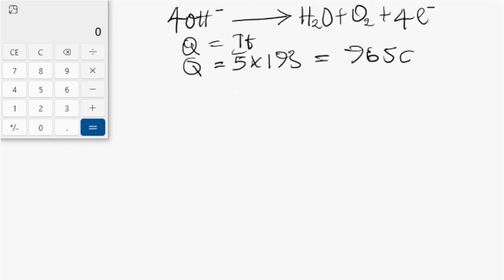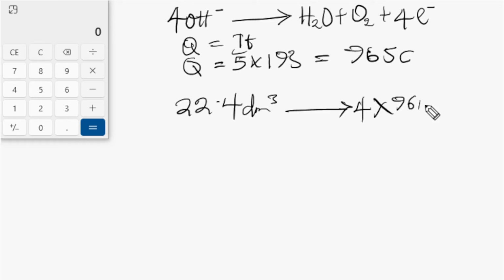Since we have the volume of gas at standard temperature and pressure to be 22.4 dm cube, and we have 4 electrons here, it means that 22.4 dm cube will be 4 times the Faraday's constant, that's 96,500 coulombs. Now, we are going to ask how many dm cube we have in 965 coulombs.